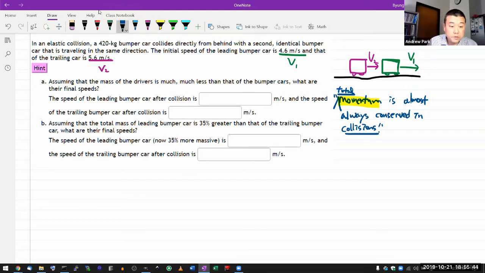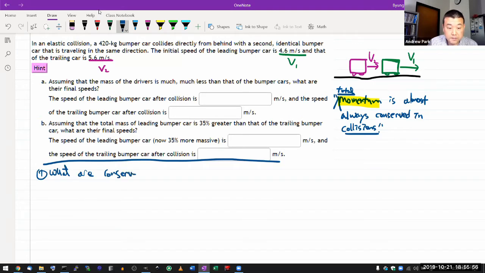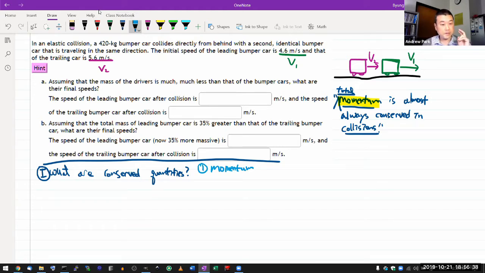So the first step in answering questions A and B is: what are the conserved quantities? The mini discussion we just had is getting you to say, oh, momentum is almost always going to be one of the conserved quantities in collisions. Number one, momentum is very often a conserved quantity in interactions that we choose to describe as collisions. Now you can write out, you don't have to do the whole thing, you can look at it and say, all right, momentum is conserved. Let me use that information and write down the conservation of momentum expression.